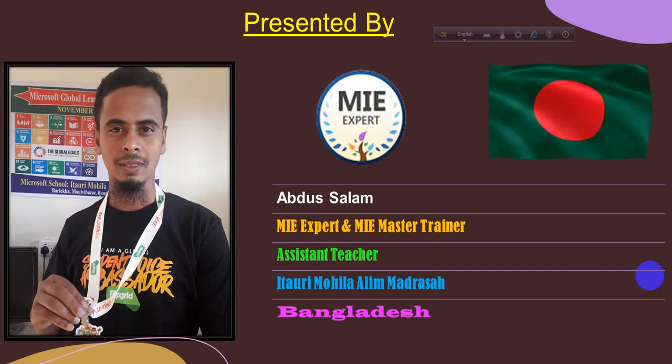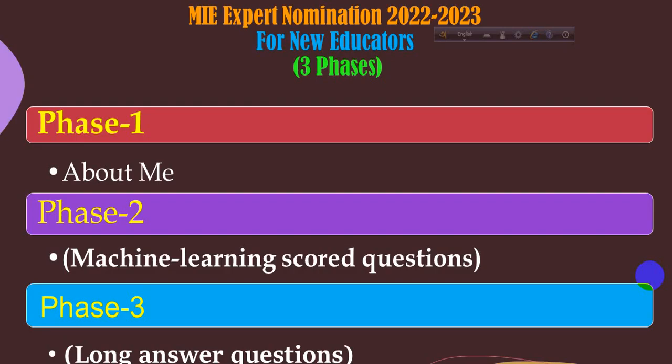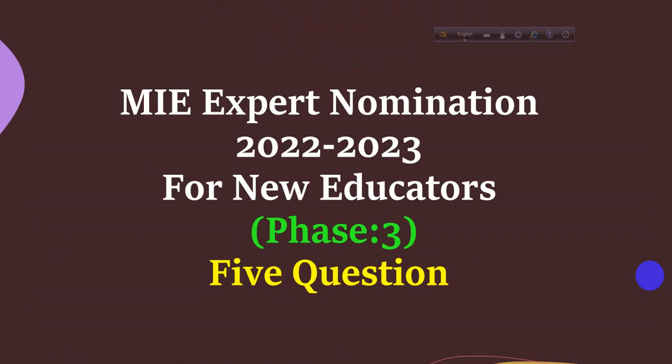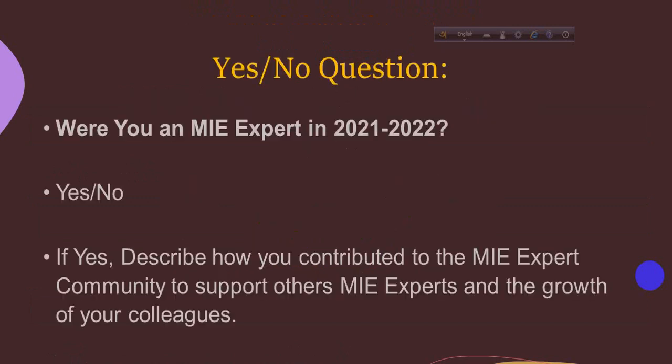Presented by Abdul Salam, MIE Expert and MIE Master Trainer, Assistant Teacher, Imam, from Bangladesh. There are 3 phases. Phase 1 we have already completed, phase 1 about me. Phase 2 also completed, the multiple choice questions. This is phase 3, long answer questions. We will see the long answer questions of phase 3. Phase 3 has 5 questions besides the yes/no question.